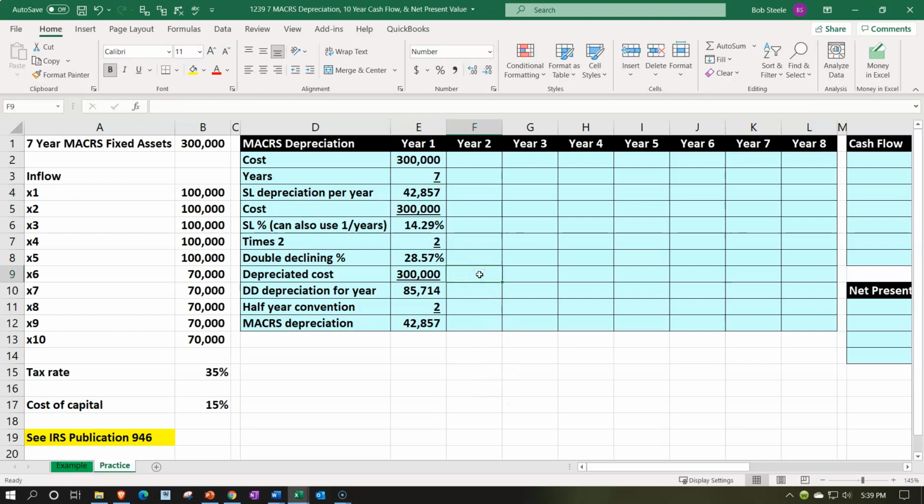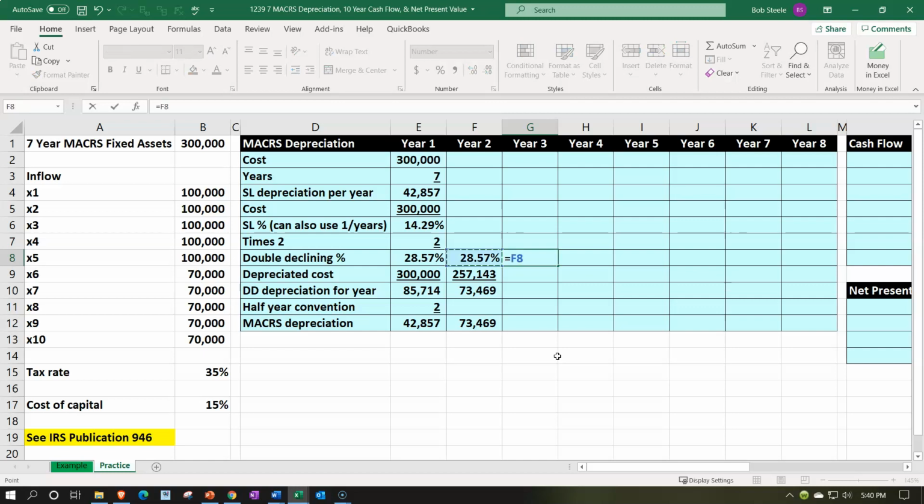So in the following year, where we're at is the 300,000 minus the 42,857. That's the book value, the tax depreciation book value, meaning the cost minus the accumulated depreciation thus far. The percent will remain the same. Number group, percentify. And then I'm going to underline. We're going to say underline. And then this is going to be the 2857 times that number. And there we have it. No half-year convention because this is a whole year. So that's that one.